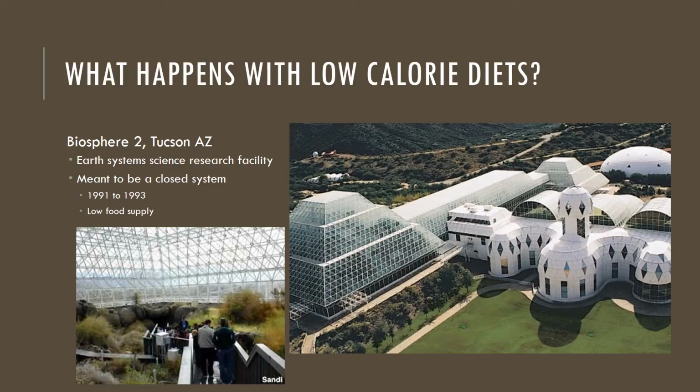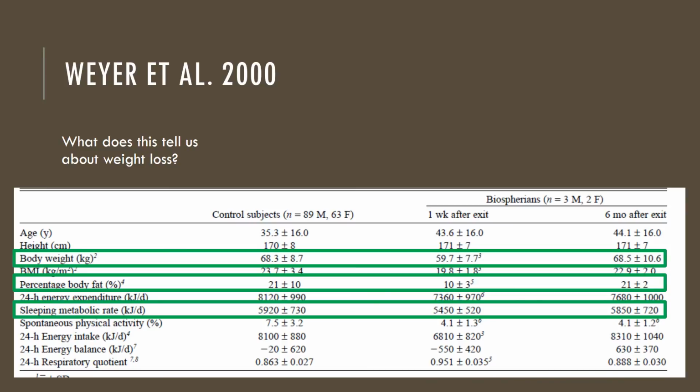And so what happens when there's low food supply? People eat. So this is from the Biosphere study. They studied 3 male Biosphereans and 2 females. And so what you're looking at here is control subjects who were people who didn't go into the Biosphere. And then the Biosphereans, 1 week after they left, eventually they had to remove the Biosphereans because the food supply was so low. So they measured all these outcomes a week after they left the Biosphere and 6 months after.